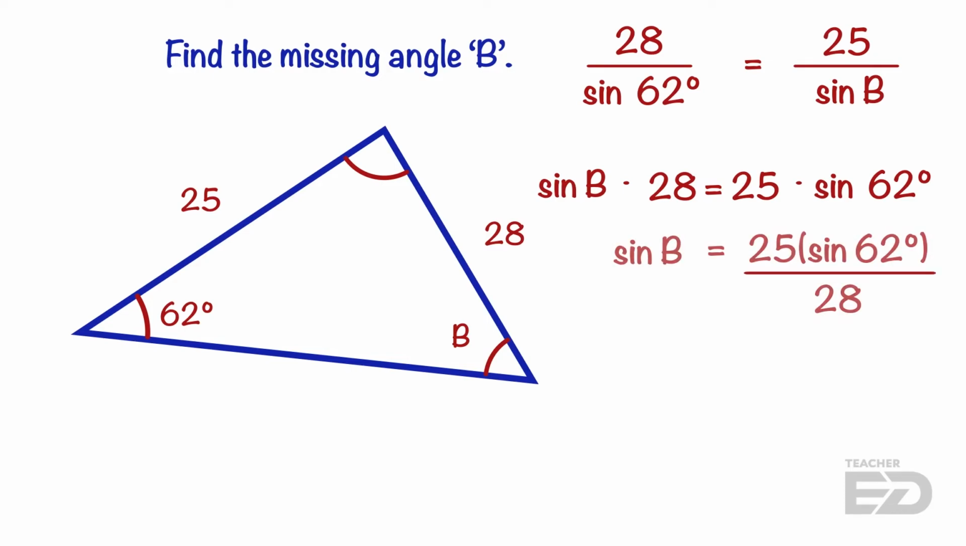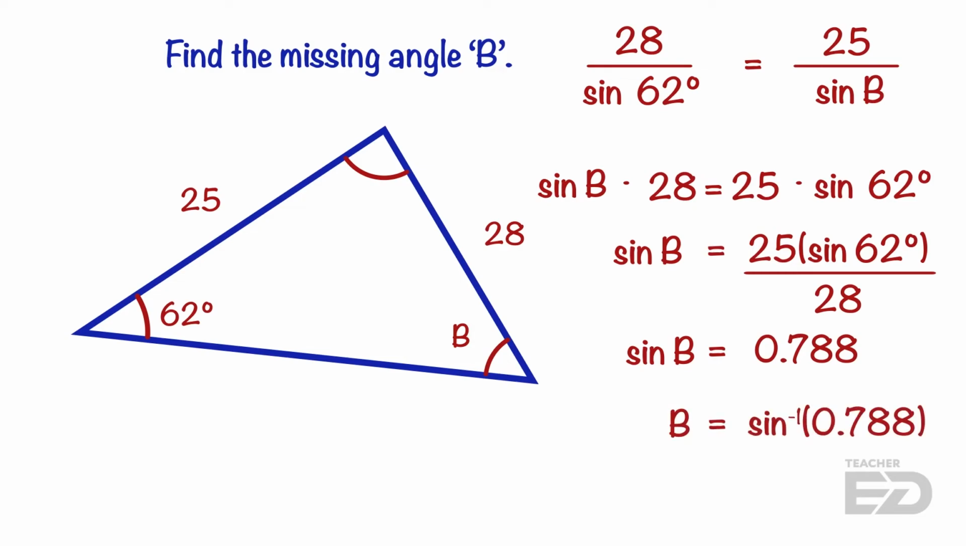Move the 28 to the right side, and now we have sine B equals 25 times sine 62 degrees all over 28. Simplify the right-hand side, and it comes to 0.788. Lastly, sine to the negative 1 of 0.788 equals our angle of B equals 52 degrees.